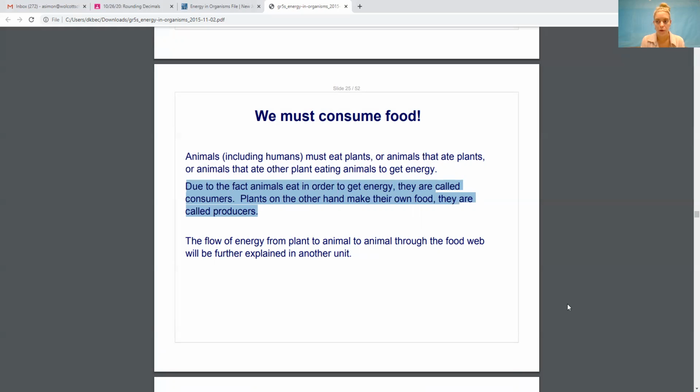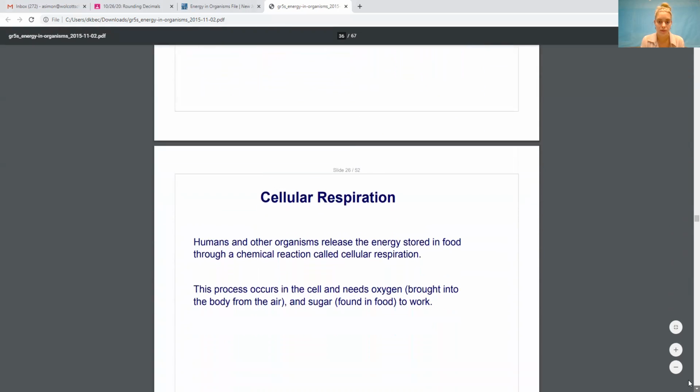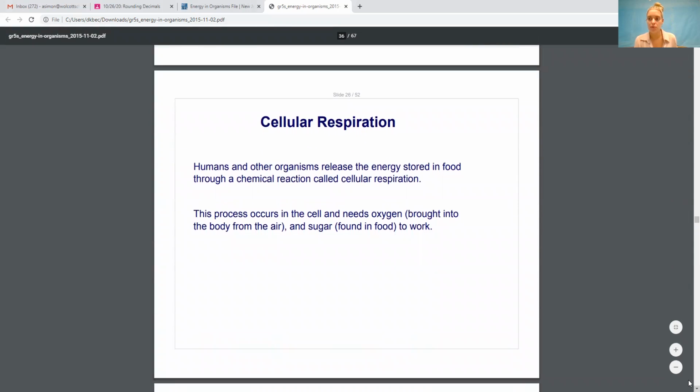All right, moving on. Make sure you have that down. Okay, so we have to consume food because we are consumers. Now going back to cellular respiration, remember cellular respiration is how the food gets broken down into energy that we can use. So humans and other organisms release the energy stored in food through a chemical reaction called cellular respiration. Okay, so cellular respiration is a chemical reaction that releases the energy stored in food.